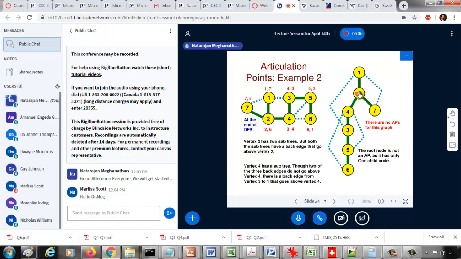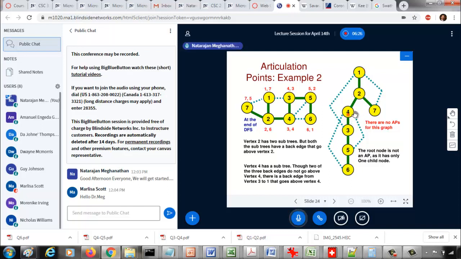Again, you can cross check. If you remove 2 and all these 3 edges associated with 2, 7 is still connected to the rest of the vertices through this back edge. Then these 4 vertices are also connected to the rest of the vertices through this back edge that goes from 3 to 1. That is why 2 is not an articulation point.